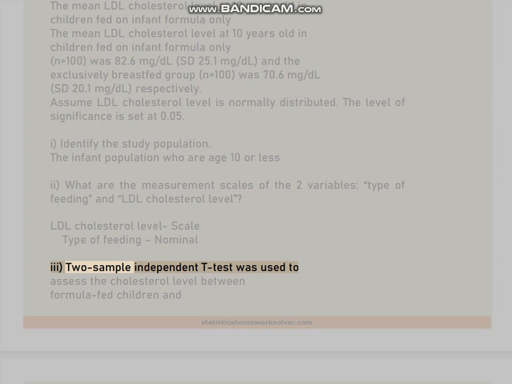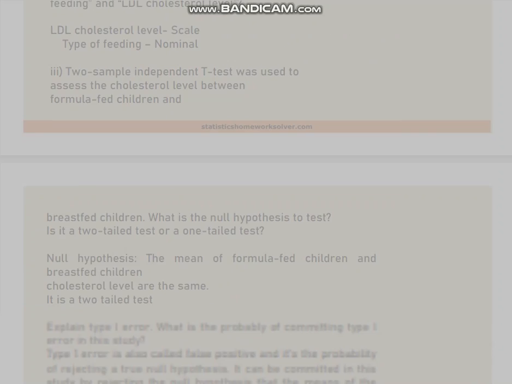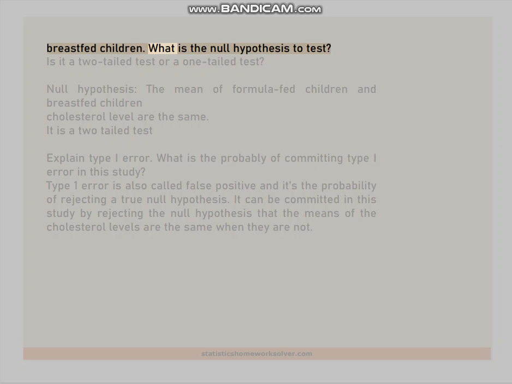3. Two-sample independent t-test was used to assess the cholesterol level between formula-fed children and breastfed children. What is the null hypothesis to test? Is it a two-tailed test or a one-tailed test? Null hypothesis: the mean cholesterol levels of formula-fed children and breastfed children are the same. It is a two-tailed test.